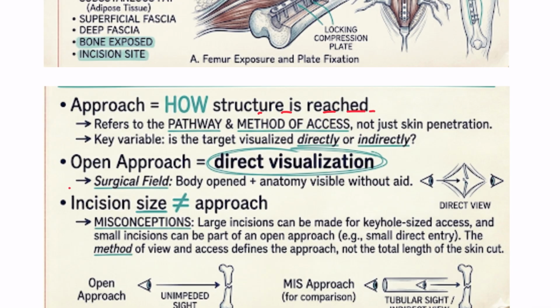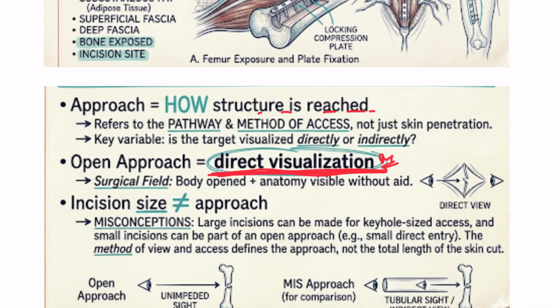In open approach, the body is physically open, the structure is directly visualized, and this word, directly visualize, is very, very important. The surgeon is not relying on any imaging alone. They are not working through a small access point, they are looking at the structure with their own eye.